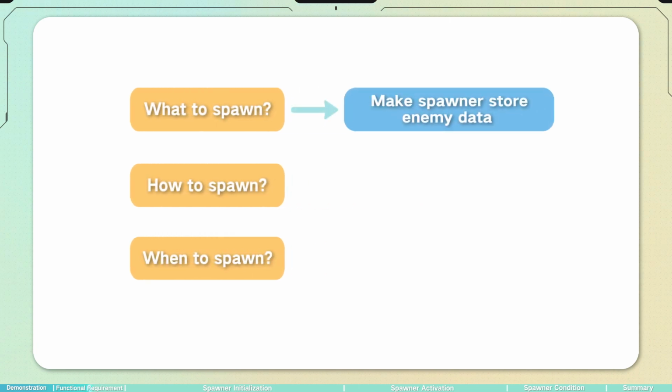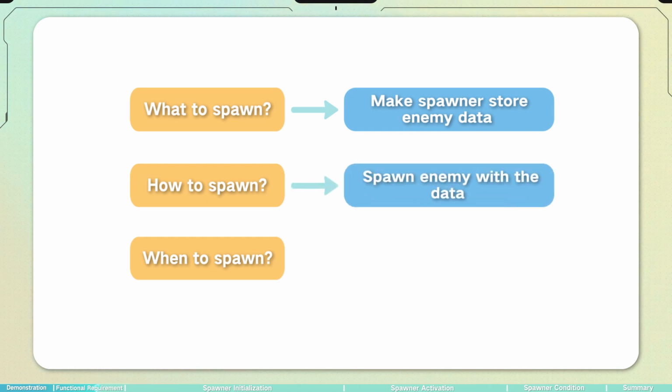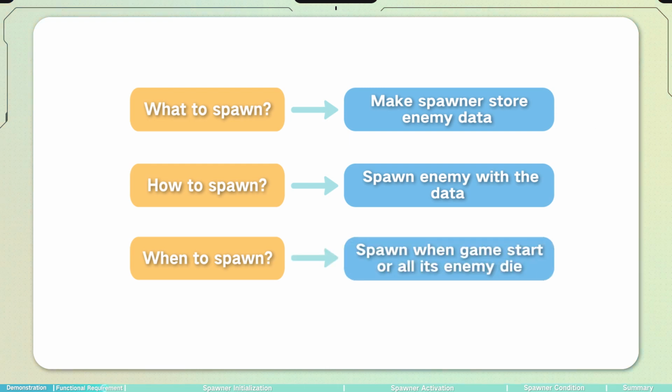To know what to spawn, we need to create spawners that can store some data, like enemy type or amount. Then, we should create a function that makes the spawner create units with the stored data. Finally, we will call the function at the right time, game start or all its enemies die. Well, our requirement analysis part is now completed. In the next chapters, you will know how Clee fulfills our needs.